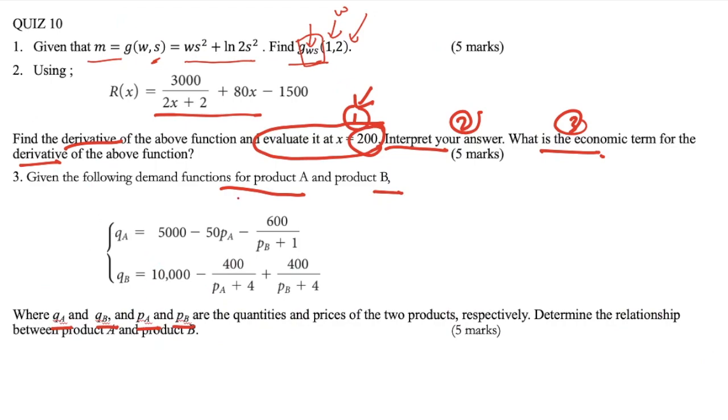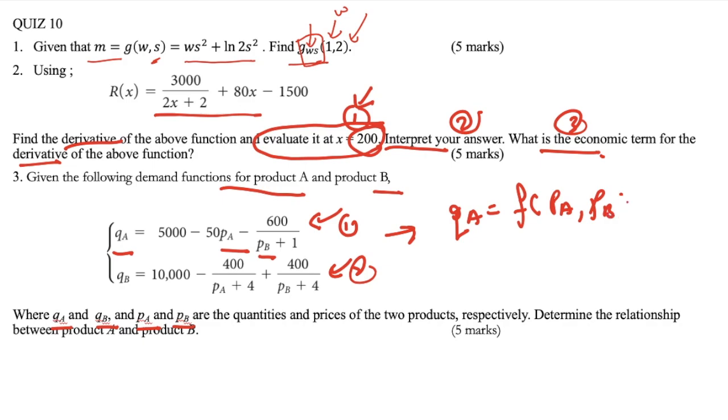Given the following demand functions for A and B, okay, so we have the demand function for A and the demand function for B. Determine the relationship between product A and product B. As you can see from each of these demand functions, the first one is the demand function for A. The second one is the demand function for B. The first one depends on the price of A itself and also the price of good B. So if I write the generic function, QA is actually depending on PA and PB. Can you see?